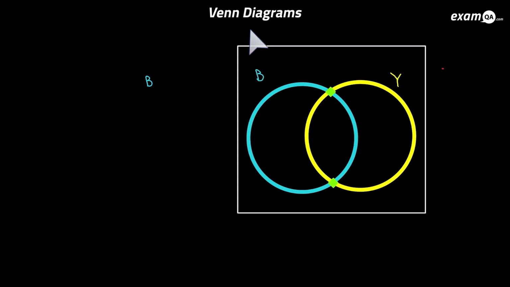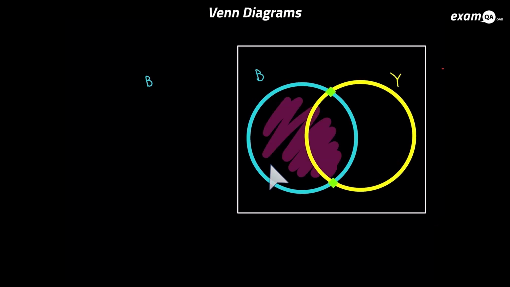Okay, so we've got two circles here, B and Y. What I'm going to show you first is what regions of this diagram mean. So for example here, I've got B. So which part of this diagram is B? And of course, that's a very straightforward one. It's just everything in the B circle. So it's all of this bit. Everything in the B circle. Okay, so that wasn't that difficult, but we're just warming up.